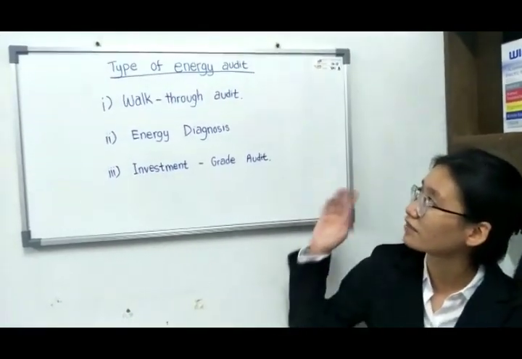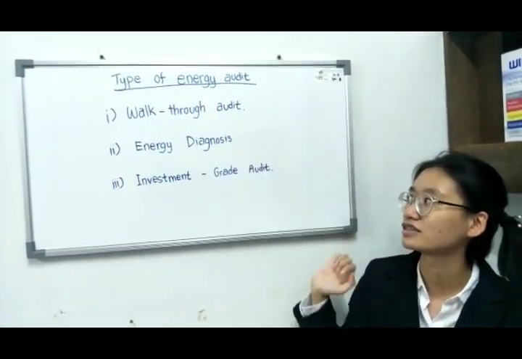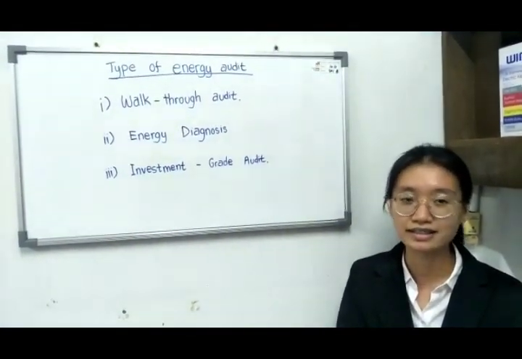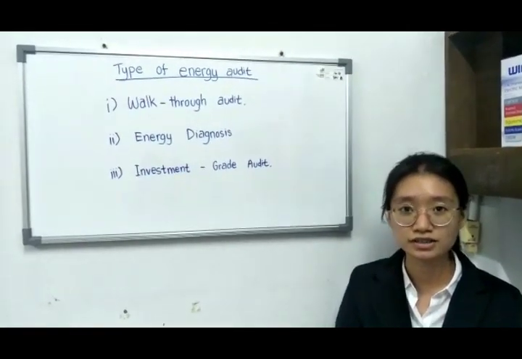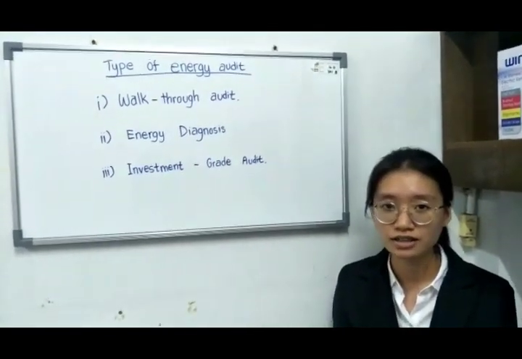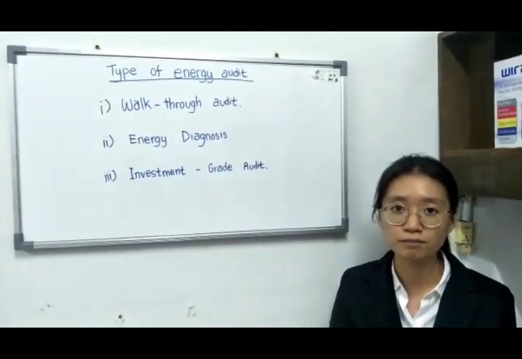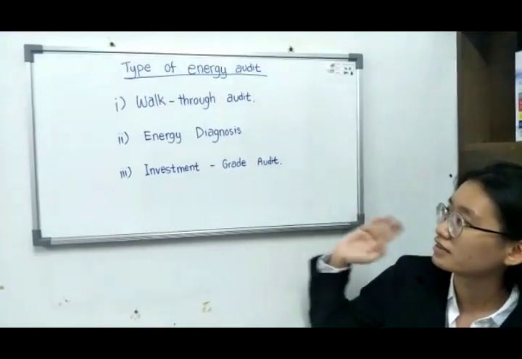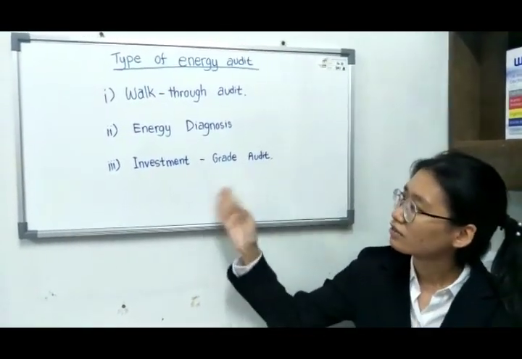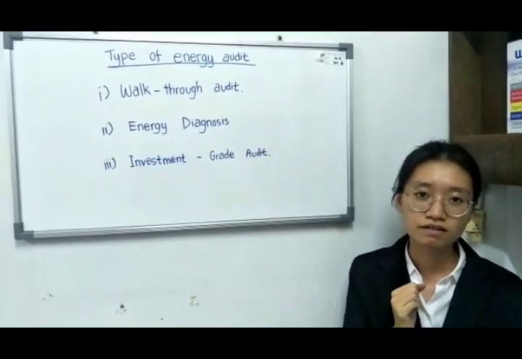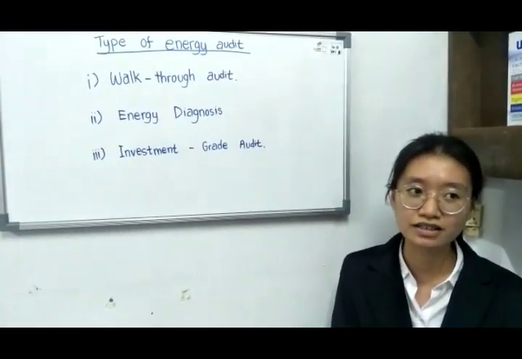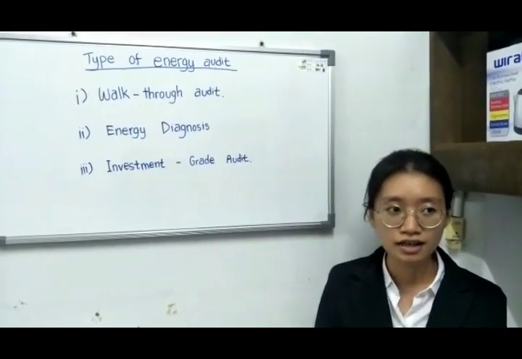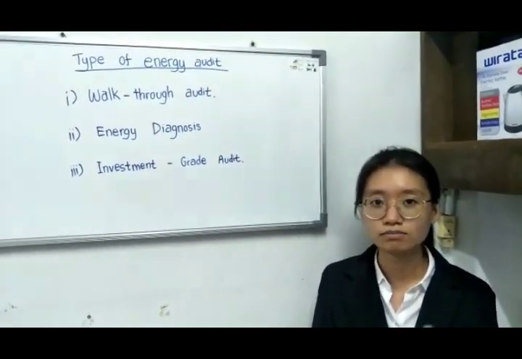The second type of energy audit is energy diagnosis. Energy diagnosis involves economic calculation, that is energy balance and a list of energy efficiency measures derived from performance of building facility. The third type of energy audit is investment grade audit. Investment grade audit is a quantitative study with detailed investment, operational and maintenance costs, and analysis of investment model.